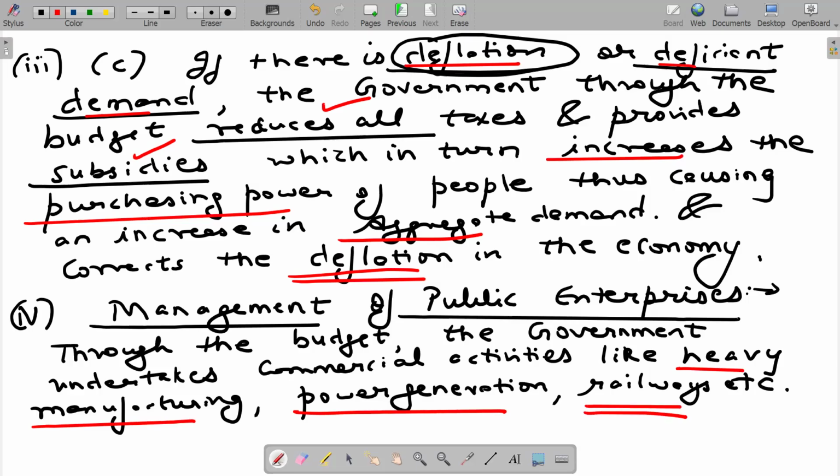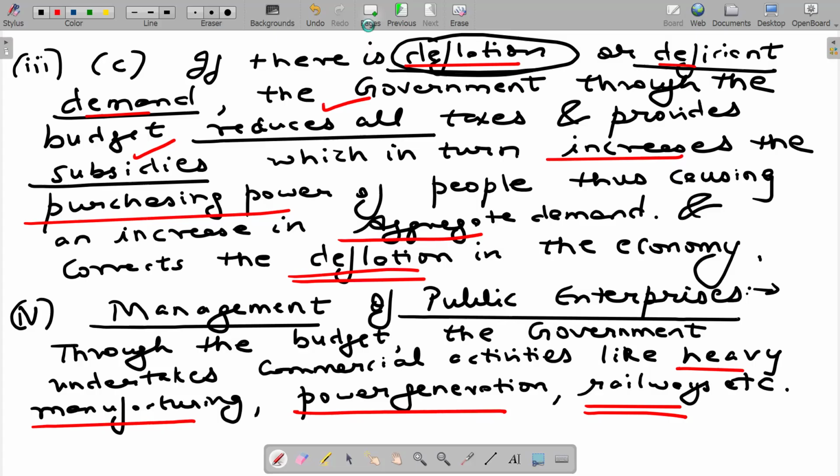So when I talk about management of public enterprises, the government also needs to, through the budget, decide how much money should be put to railways, managing railways, how much money should be put to power generation, how much money should be put in supporting heavy steel industries, and so on. So in order to develop these commercial activities, the government needs to decide how much money should be put every year to their development. That is another reason for preparing a budget.